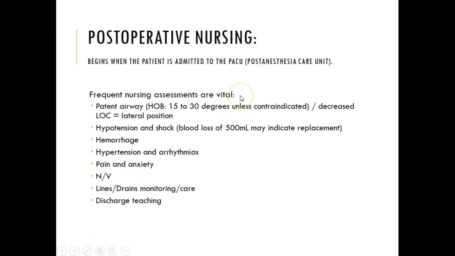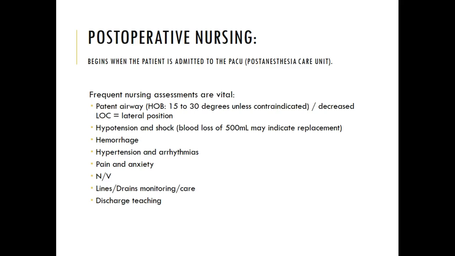Frequent nursing assessments are vital. You need to make sure there's a patent airway. The head of the bed needs to be 15 to 30 degrees unless contraindicated. If somebody has decreased level of consciousness, they should be put in the lateral position.